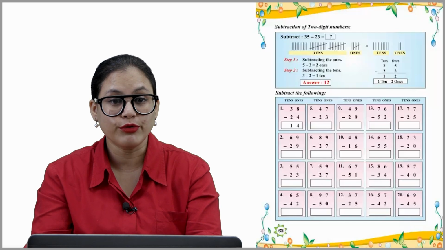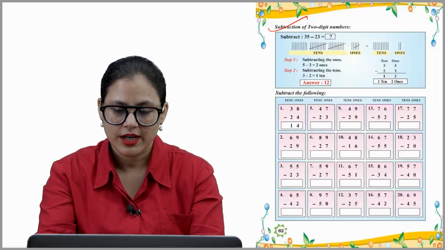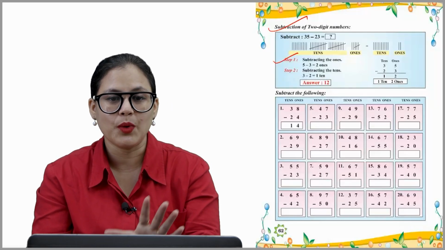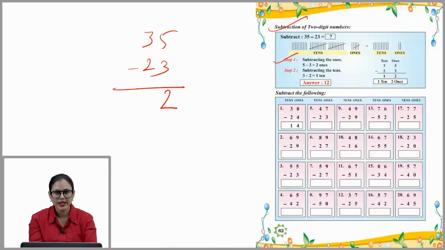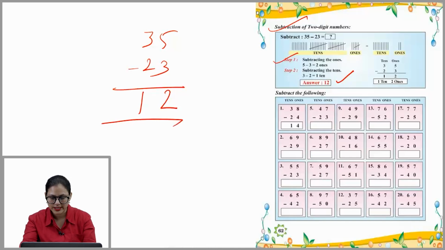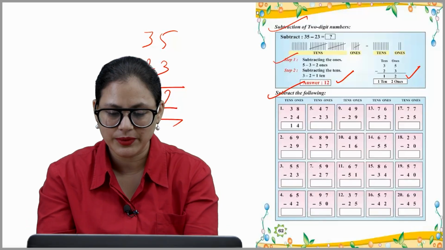Next, subtraction of two digit numbers. Step 1, subtract the ones. First we will subtract the ones, that is 5 minus 3 is 2, 2 ones. Then subtract the tens. 3 minus 2 is 1, that is, the answer is 12, or you can say 1 ten and 2 ones. Okay, now let's subtract the following.